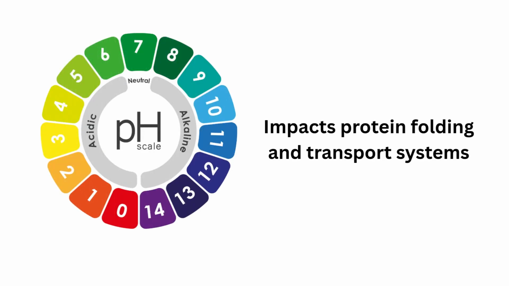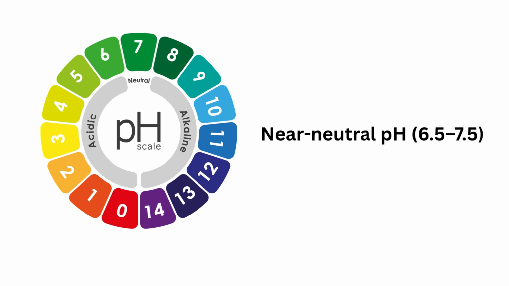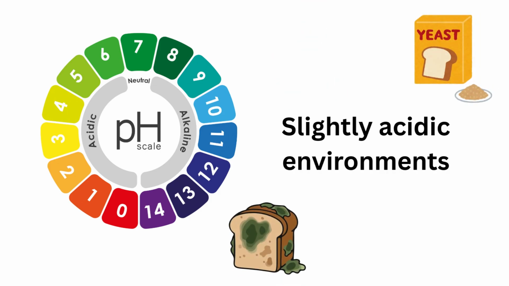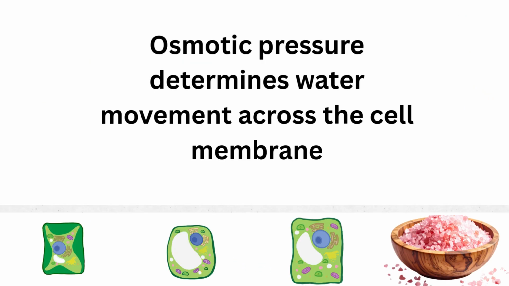pH affects microbial growth by altering hydrogen ion concentration, which impacts protein folding and transport systems. Most bacteria prefer a near neutral pH, that's 6.5 to 7.5, while acidophiles thrive below pH 4. Fungi, such as molds and yeast, are adapted to slightly acidic environments, giving them a competitive advantage in food spoilage.